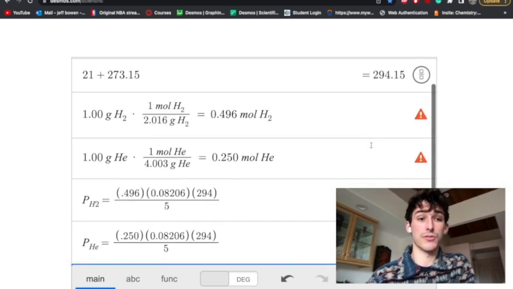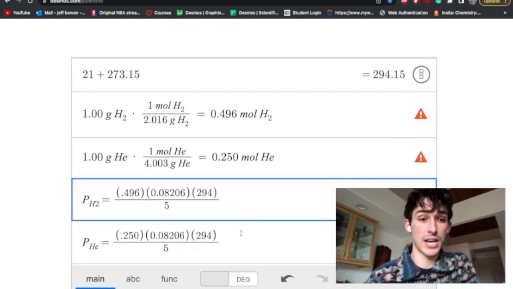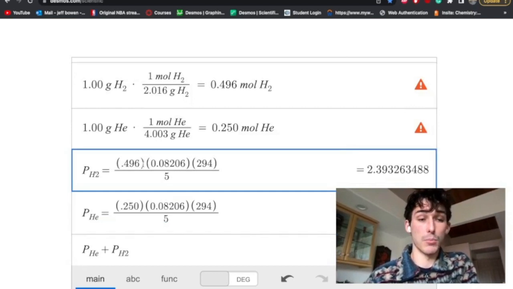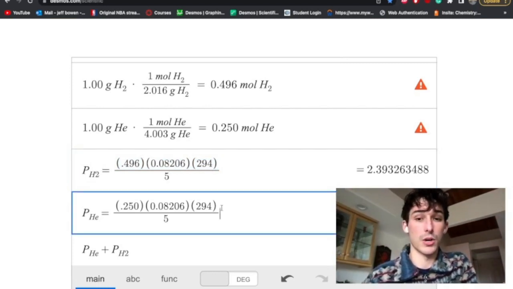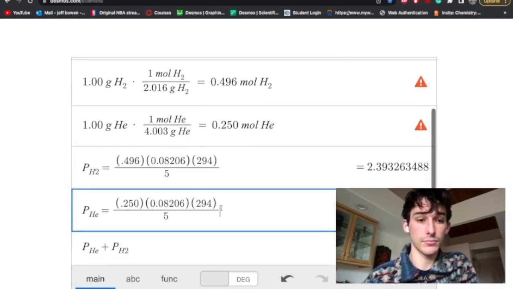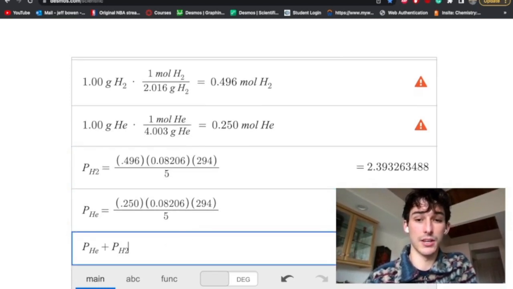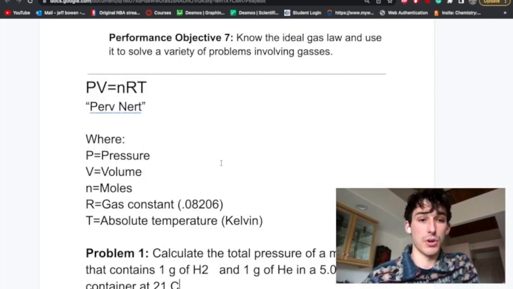Now we can use that to find the partial pressures of the hydrogen gas and the helium gas by multiplying the moles times the gas constant R times the temperature in Kelvin, which is our absolute temperature, and then divide by the 5 liters, which would have been on this side since we're solving for the partial pressure. Now we can do the same for the helium and sum those together to get a final pressure value of 3.60 atmospheres. So that's problem 1.